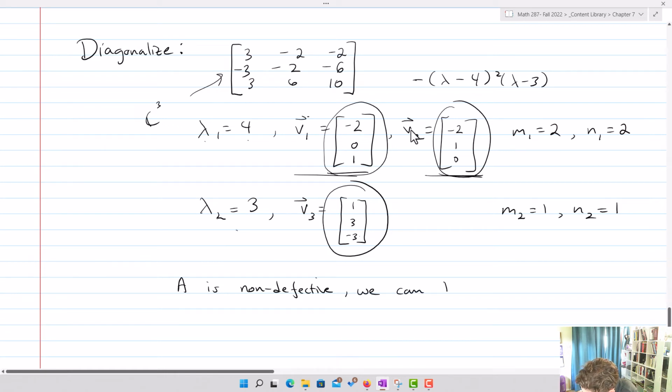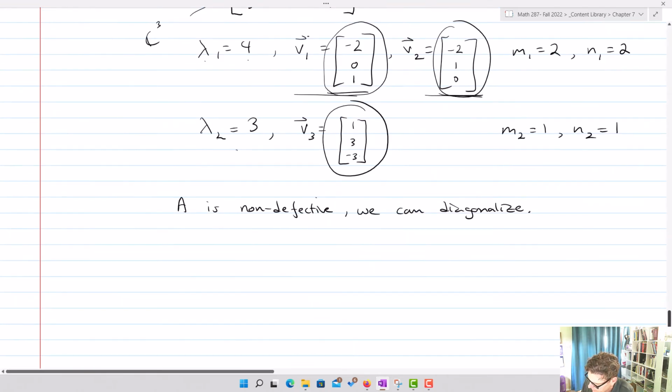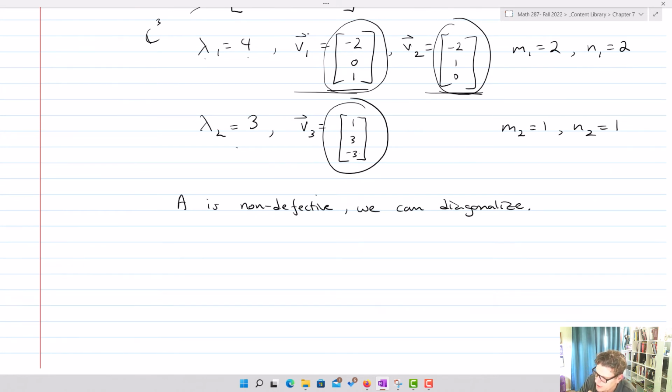If A is defective, you cannot diagonalize, so we need to make sure that A is non-defective in order to diagonalize it. And now what I need to do is actually construct the diagonalization. So if you remember, A is going to equal S D S inverse, excuse me, I misspoke earlier, S D S inverse.